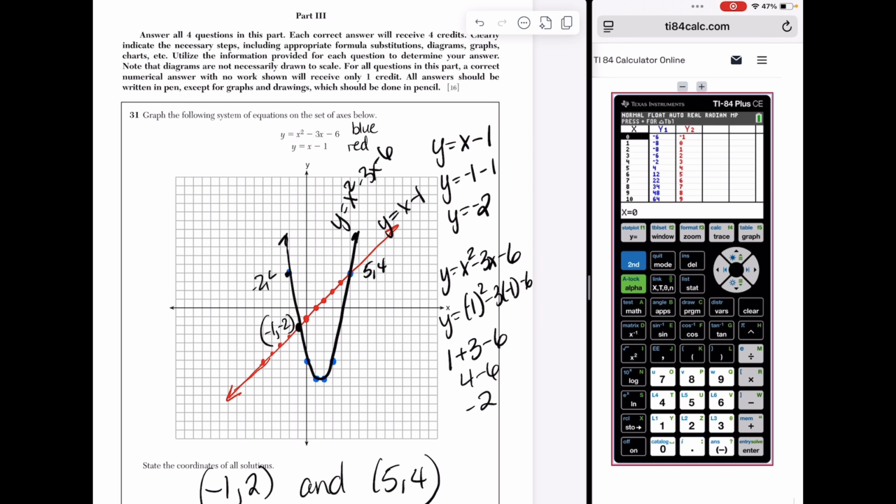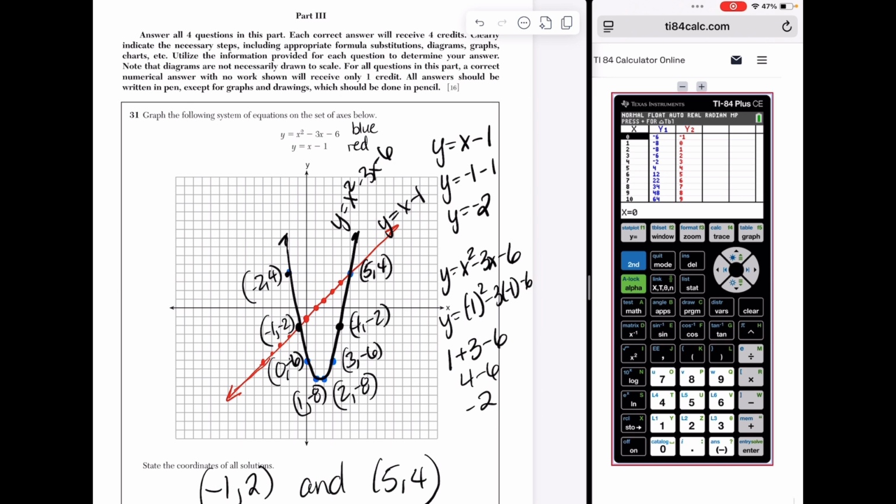Here's my -2, 4. Here's my 5, 4. Here's my -1, 2. Its opposite would have been over here, which is 4, -2. And then these are the points that had 3, -6, and 0, -6 over here. And then these are my other points, my 1, -8, and my 2, -8. So they're all my points, so I have it in there.